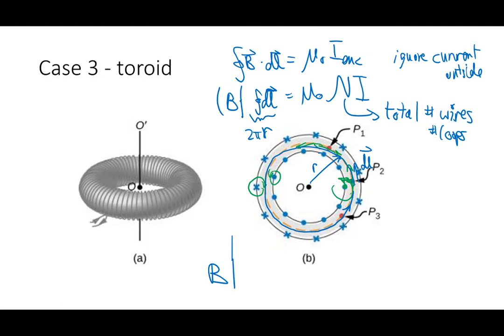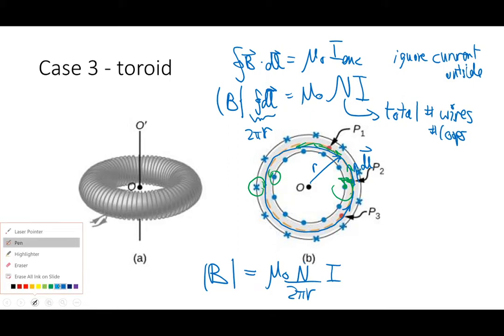So then we end up with a fairly simple expression: B equals mu naught N I over 2 pi r. Funny enough, it looks very similar to the solenoid, because this term in here is basically your loop density once again. That's your total number divided by your total length. It's pretty easy to get as a result. And it has the added benefit that none of the magnetic field escapes. And we'll see why that is useful.